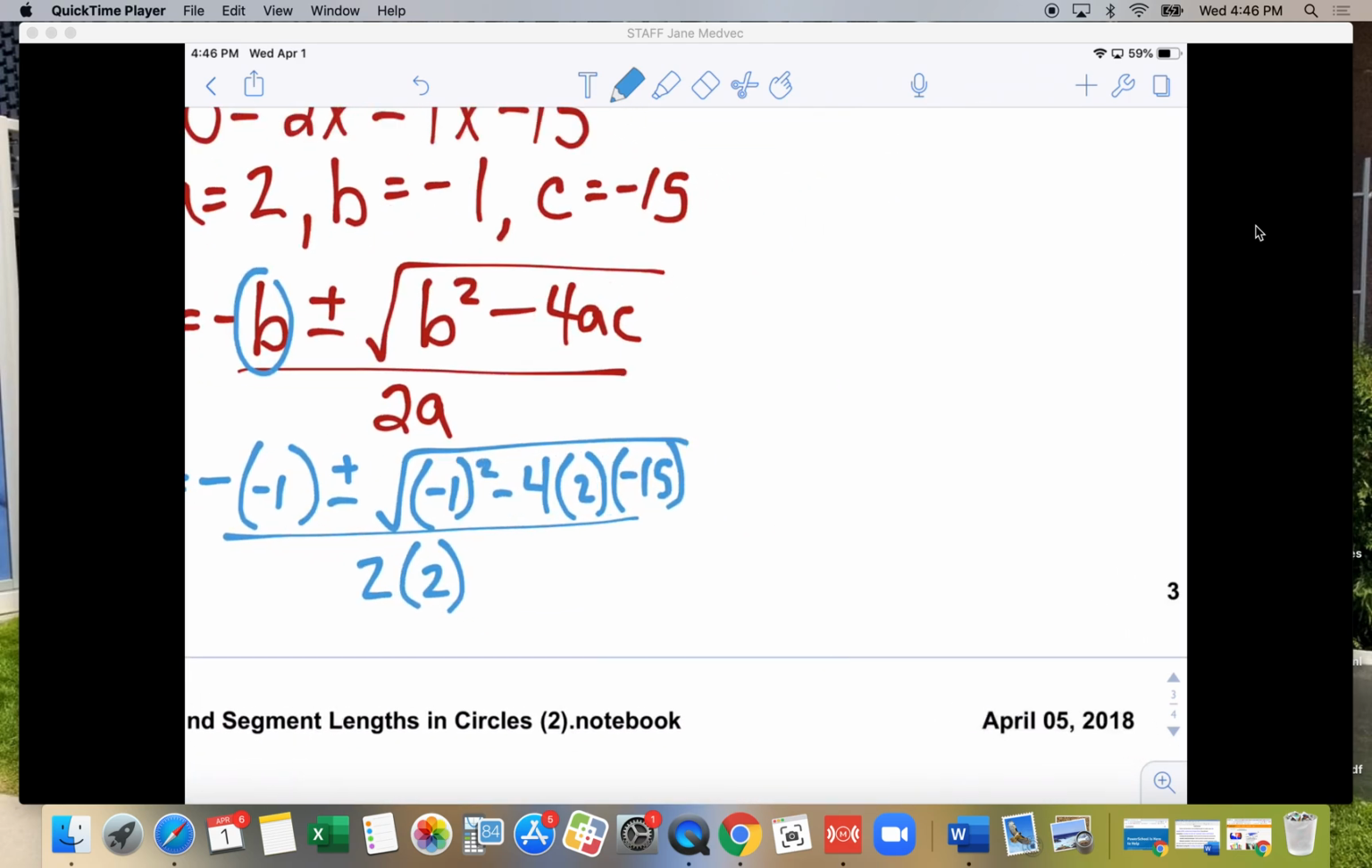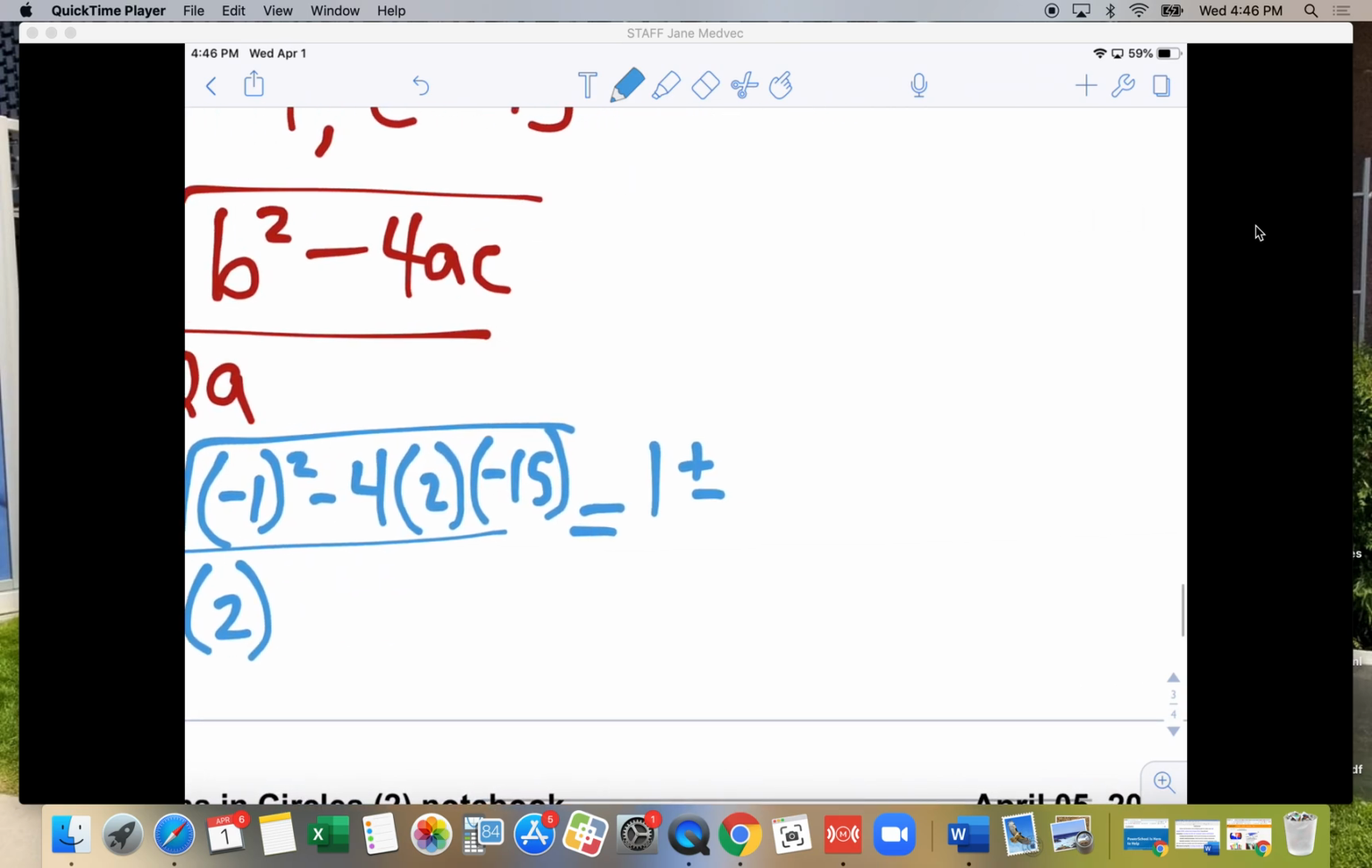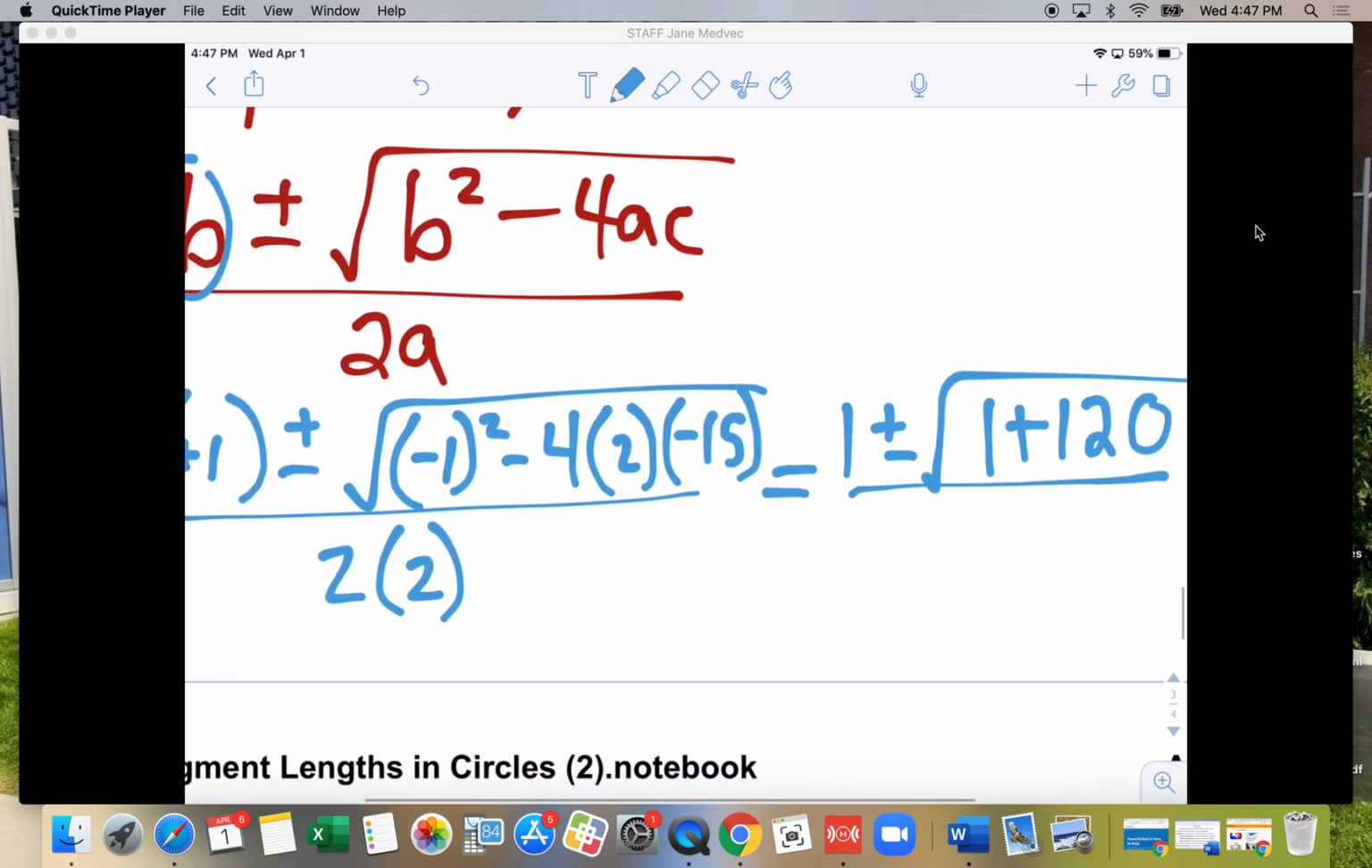Okay, now I'm going to keep going. I'm going to firm this up a little bit. I've got minus and negative, so that's a plus. 1 plus or minus the square root. Negative 1 squared is 1. Then if I take negative 4 times 2 times negative 15, so 4 times 2 times 15, it's going to be positive. It's going to be plus 120, all over 2 times 2, which is 4.